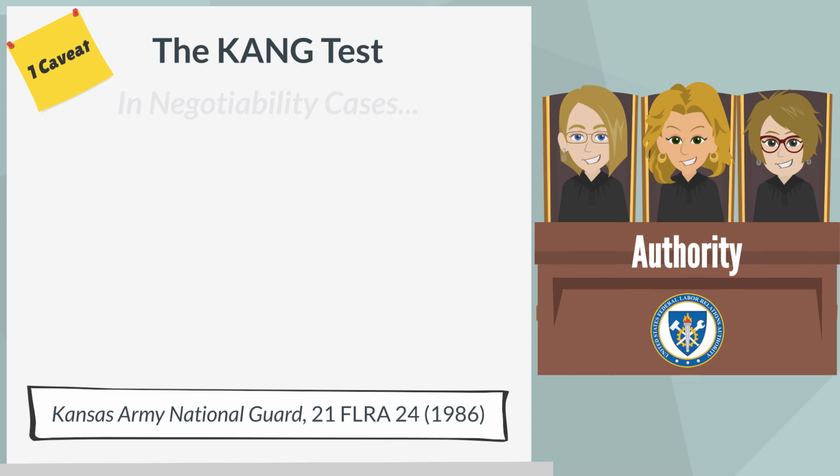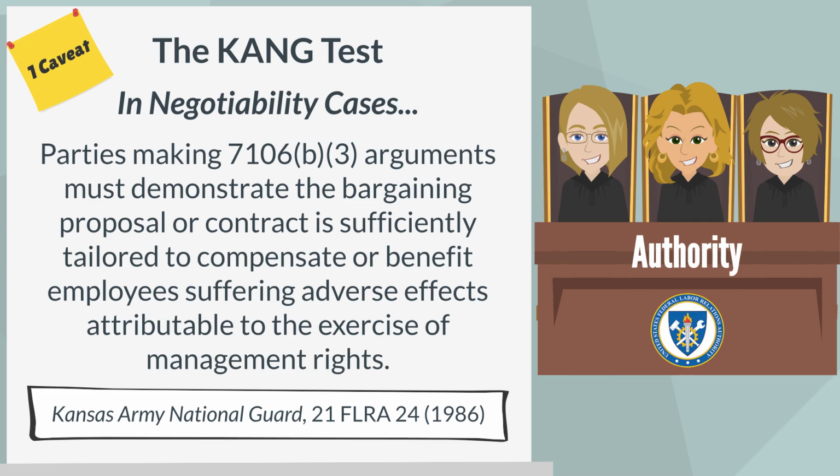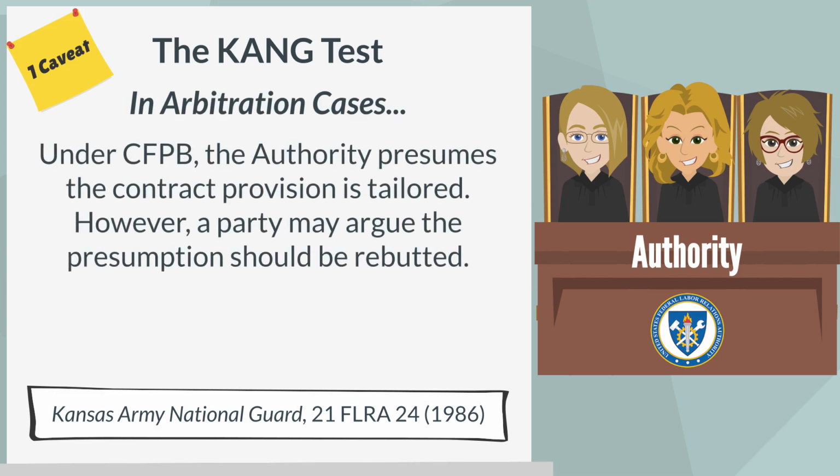In the negotiability context, the authority requires the party making a 7106B3 argument to demonstrate that the bargaining proposal or contract provision is sufficiently tailored to compensate or benefit employees suffering adverse effects attributable to the exercise of management rights. Under CFPB, the authority presumes the contract provision is tailored. However, a party may argue that the presumption should be rebutted.